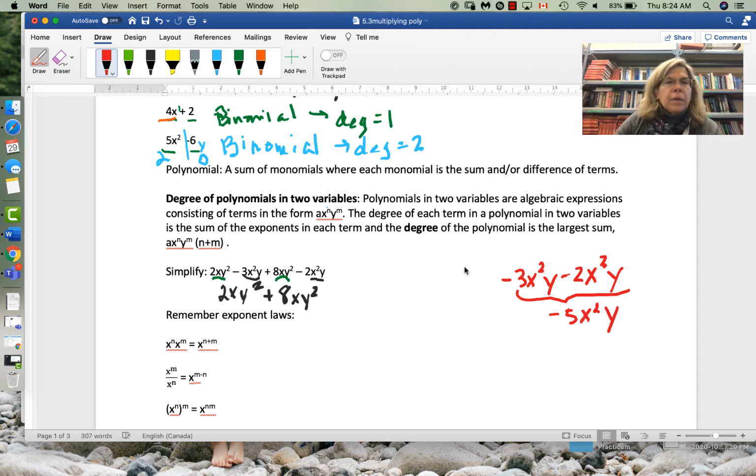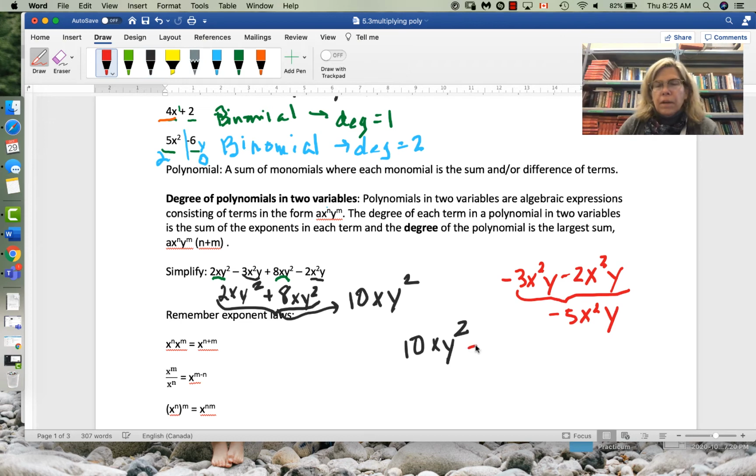And these two combine to, let's see, 2 plus 8, so that's 10xy squared. So then if you were to write out this expression, you would have 10xy squared minus 5x squared y. So that's the simplified version.